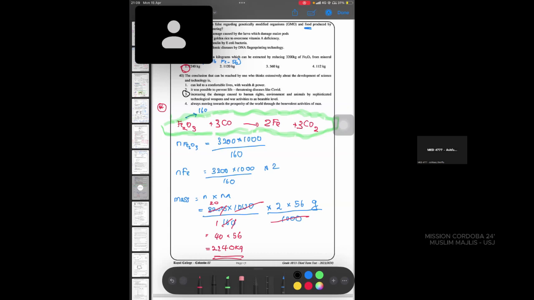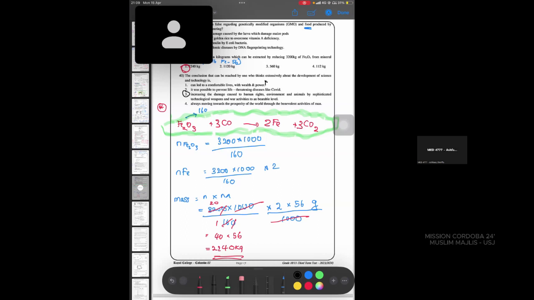Only for the rich people. No. So therefore, it was possible to prevent life-threatening diseases like COVID. No. Now, however much technology we had, we could not battle COVID very fast. It took us a couple of years to battle.